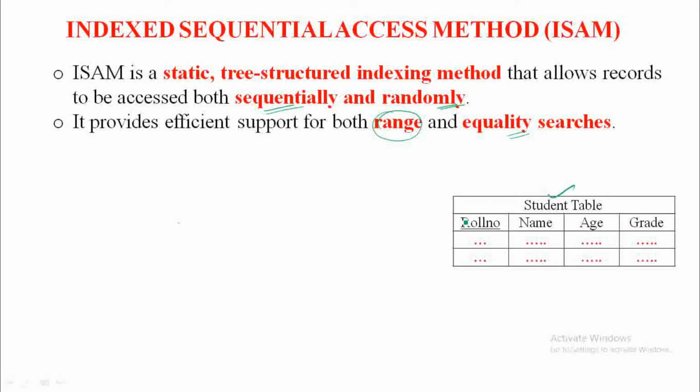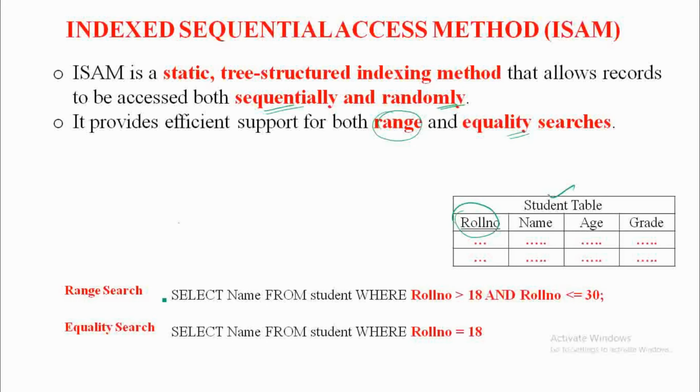The student table contains four fields: roll number, name, age and grade. In this, roll number is a key field. Assume that the records are arranged sequentially as per key field, that is roll number. So if we take this query, select name from student where roll number is greater than 18 and roll number is less than or equal to 30, this query is an example that performs a range search. Because this query will retrieve the names from the records whose roll number is in the range between 18 to 30.